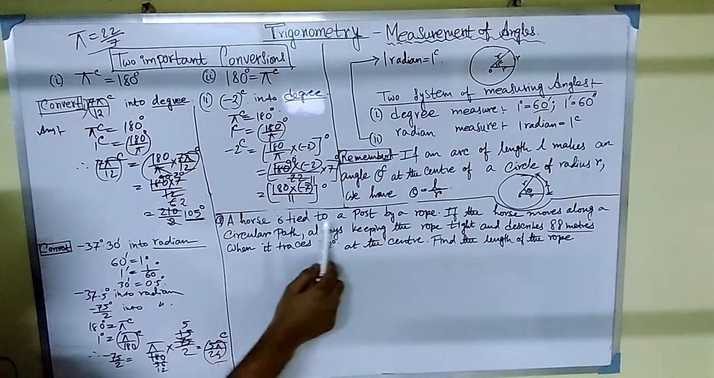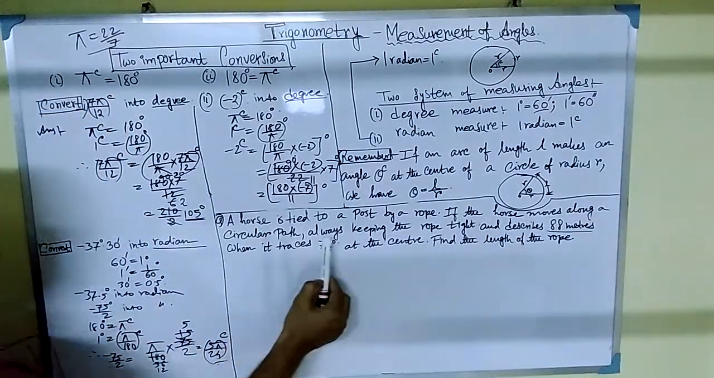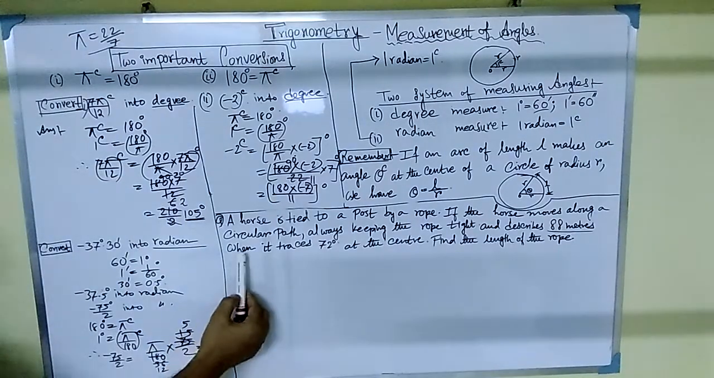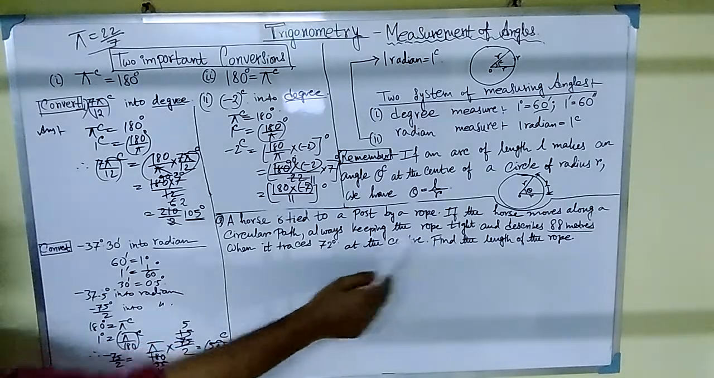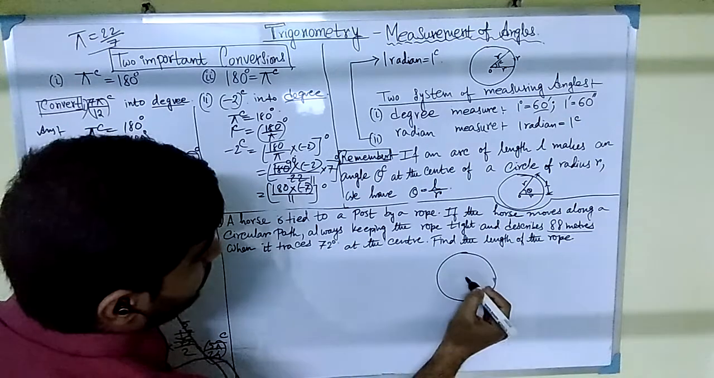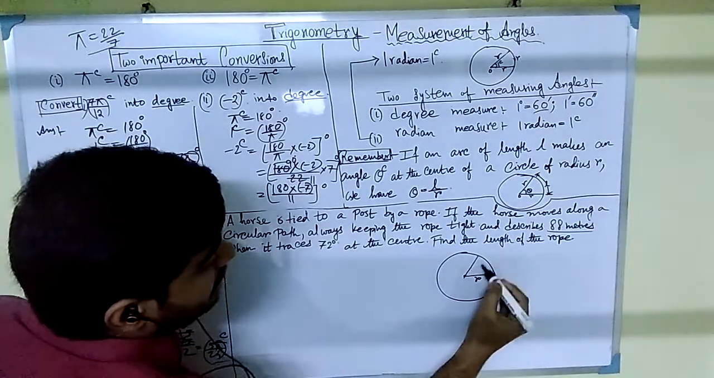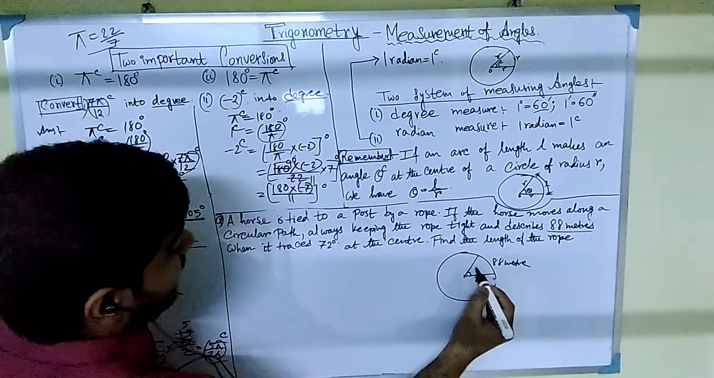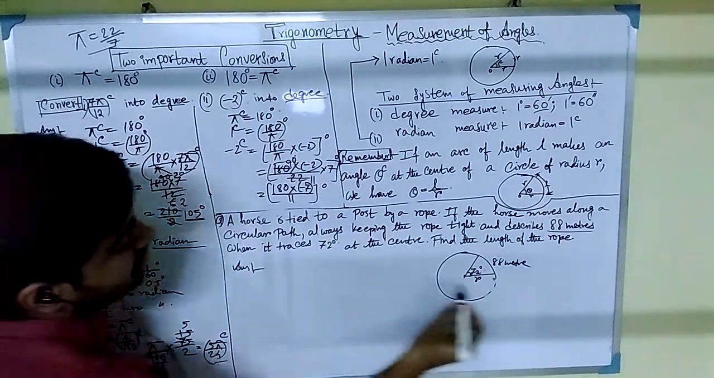Next we have a word problem. A horse is tied to a post by a rope. If the horse moves along a circular path, always keeping the rope tight, and describes 88 meters when it traces 72 degree at the center, find the length of the rope. First we are going to draw the diagram. A circle having radius r, and this arc is 88 meters. It has subtended an angle of 72 degree at the center.